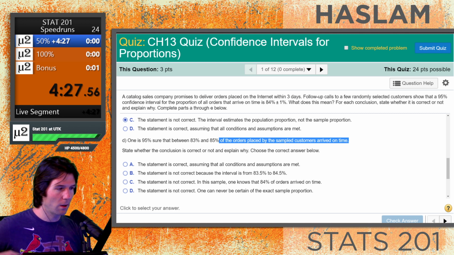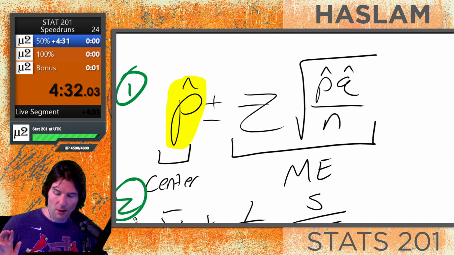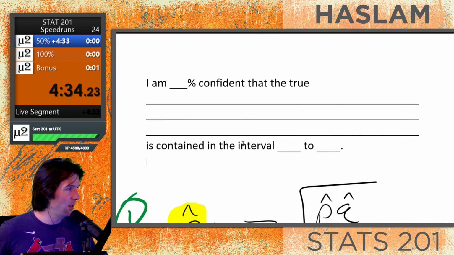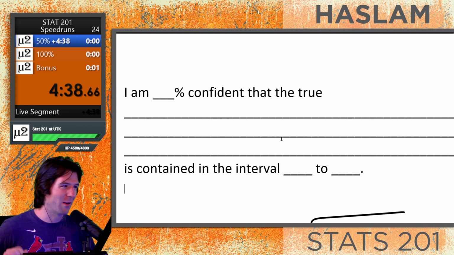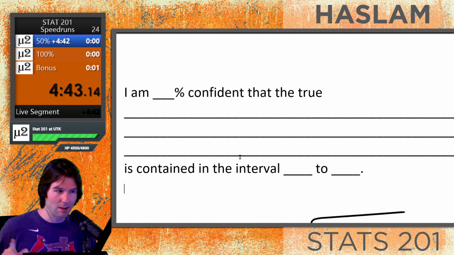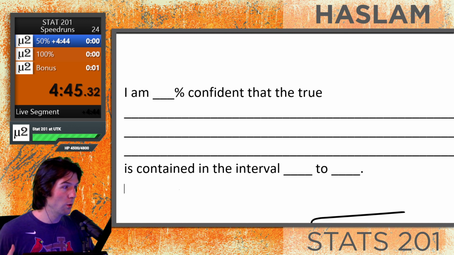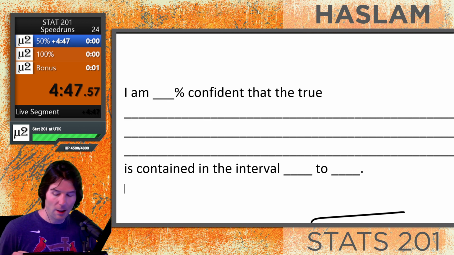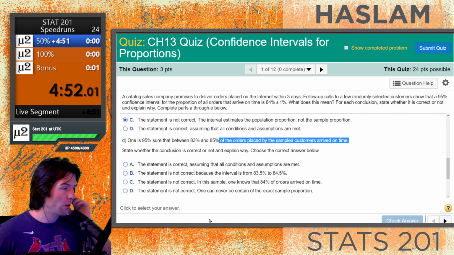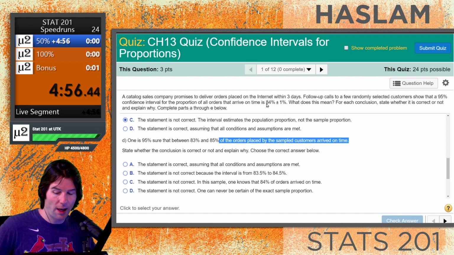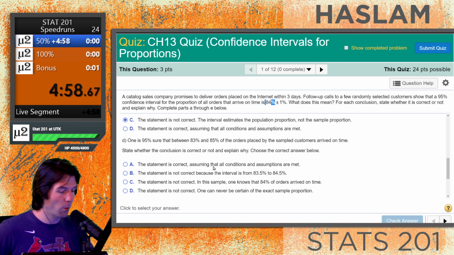Because remember, our interpretation is supposed to be I am blank % confident that the true blank is contained in the interval blank to blank. And Thomas, you are right. We're talking about the true proportion, not the sample. And what's interesting is we actually know for the sample customers what the sample customers showed. They showed 84%. And why is that?